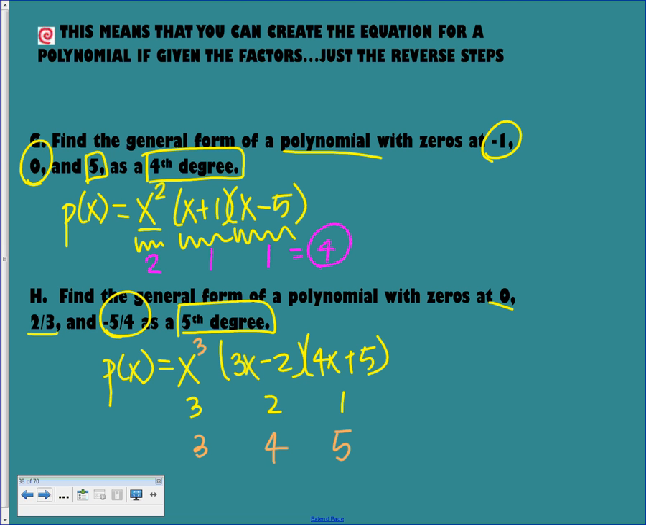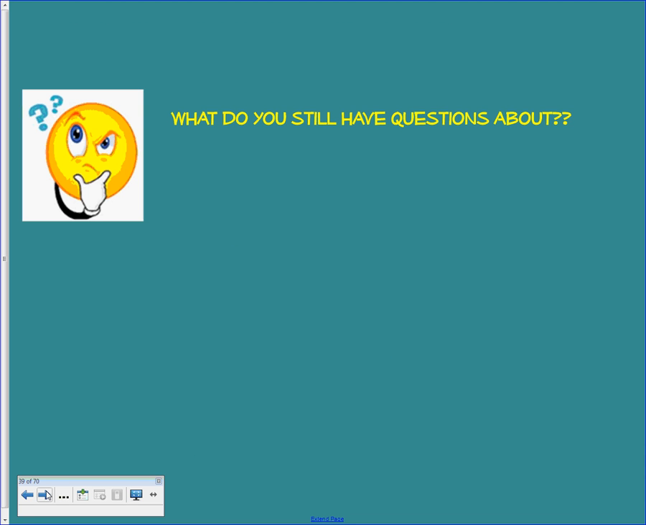So you can play with the exponent on this x. You can play with the exponent on any of them as long as when you add them, they all get to 5. So another way to do that, I could say x squared, 3x minus 2 squared, and then 4x plus 5 to the first. So then I have 1, 2, 3, 4, 5. So any way you want to arrange it, you can always change the exponents, just not what's inside. So go ahead and jot down some questions you still have and bring those to class tomorrow.